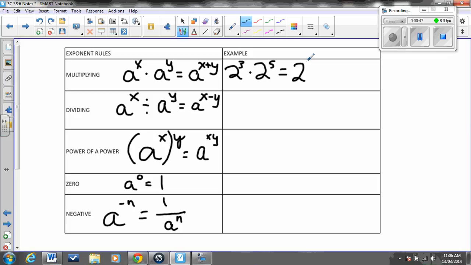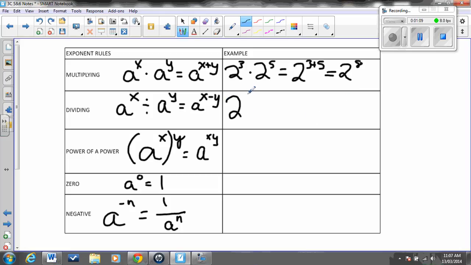So we keep the same base of 2, but my exponent is going to be obtained by adding the two exponents, 3 plus 5. So this is going to simplify to 2 to the 8, which I could then type into my calculator. If I'm dividing two powers with the same base, the rule tells us that we have to subtract the exponents.